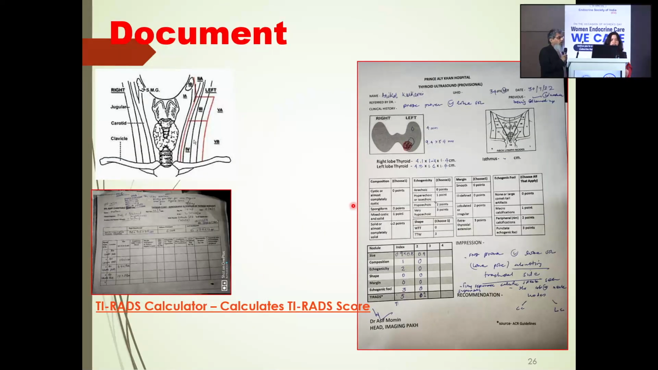When we send a patient for ultrasound, sometimes they don't write the TIRADS, and sometimes we don't get a correct picture because many people may not be doing it correctly. So do you have a check sheet sort of a thing?